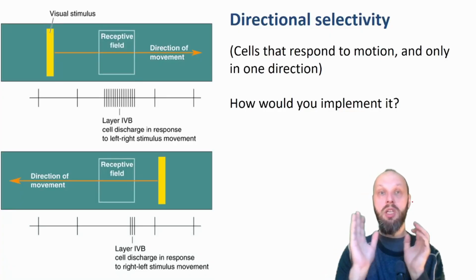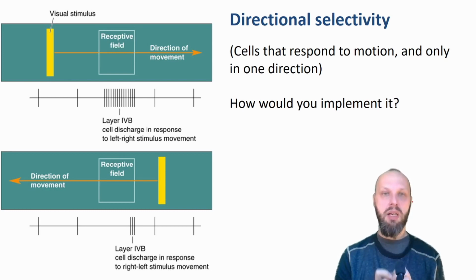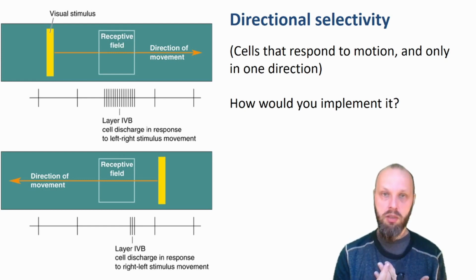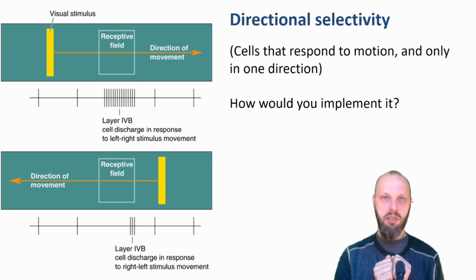Next topic, directional selectivity. Completely different topic. We're done with on-off cells for a while. Directional selectivity is not about representing the image anymore. It's about representing the motion in the image. These cells respond to motion. It's a different type of retinal ganglion cells.